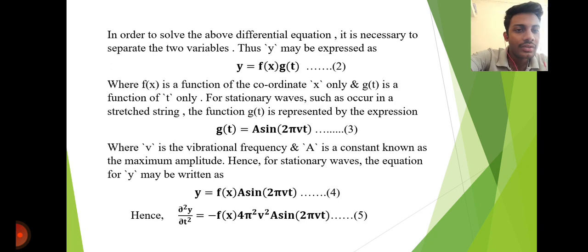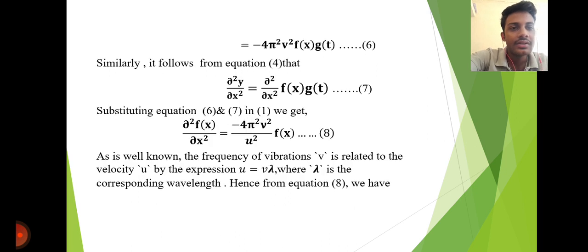By substituting equation 3 in equation 2, we get y = f(x) a sin 2πνt. By doubly differentiating equation 4 with respect to t, we get ∂²y/∂t² = -f(x) 4π²ν² a sin 2πνt. By doubly differentiating equation 4 with respect to x, we get ∂²y/∂x² = ∂²/∂x² f(x) g(t).